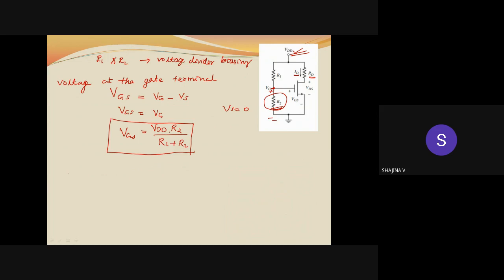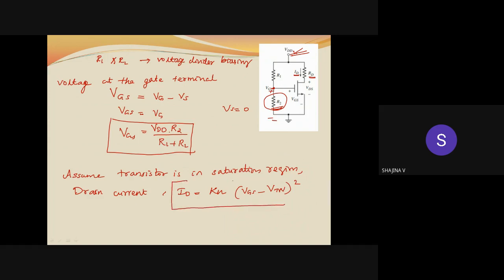Now, next I am going to write the expression for current ID. For that, assume the transistor is in saturation region. We can say the drain current ID is equal to Kn into (VGS minus VTN) the whole square. This is the expression for drain current.